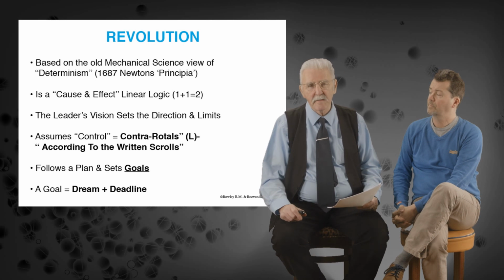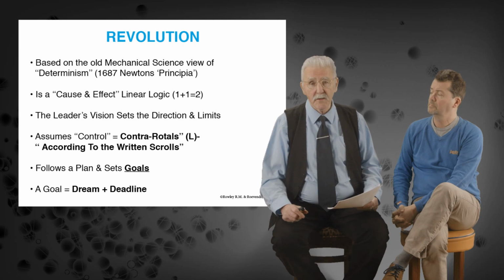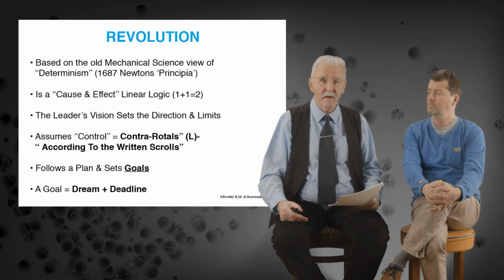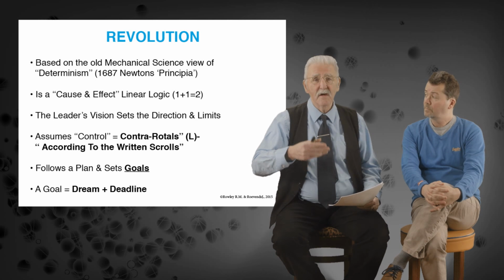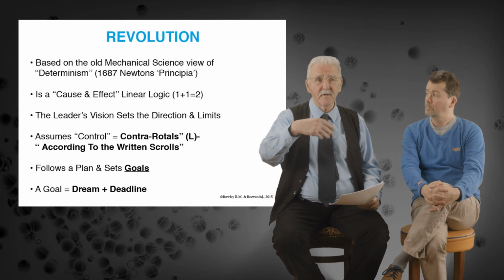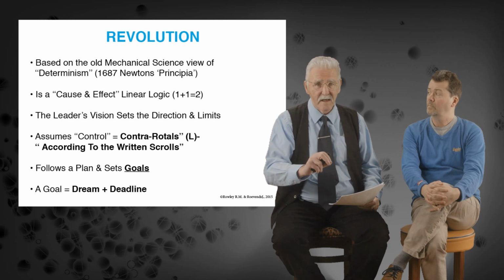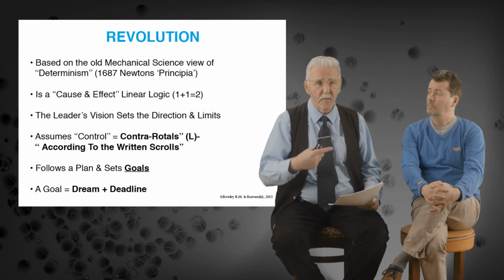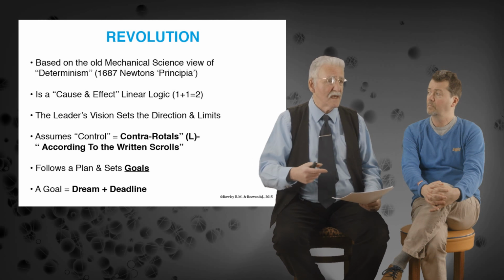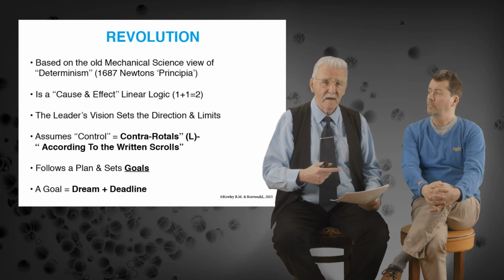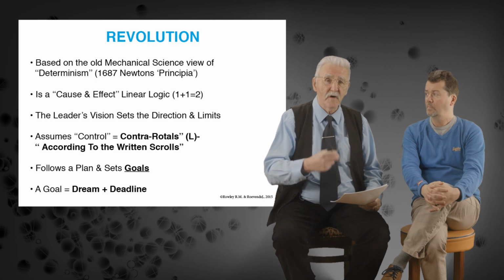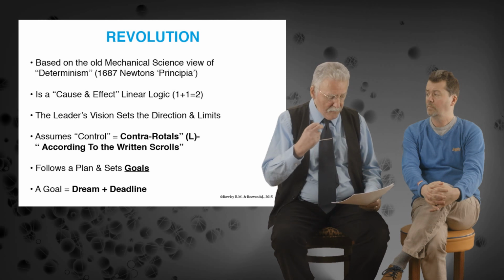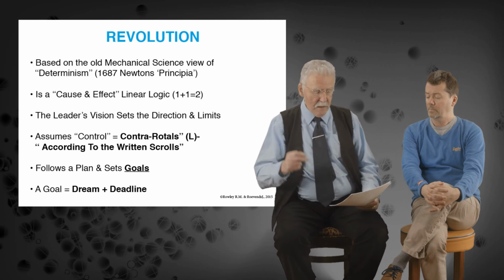So the revolutionary system also assumes control. Control comes from contra rotulus, against the written scrolls, against the written plan. So revolution assumes that you can predict the future and it can be written, and people follow the book. Okay, that's what it means. I am not paid to think. That's what it means lower down in the organization. Contra rotulus, against the written scrolls. That's what the word control means.